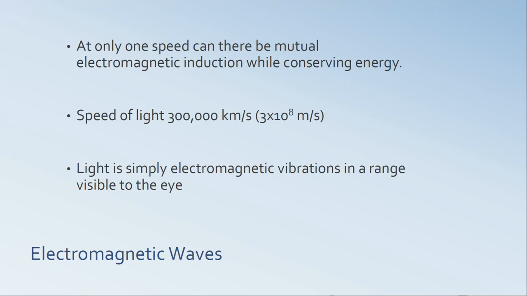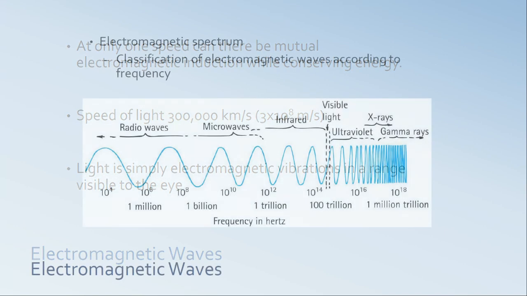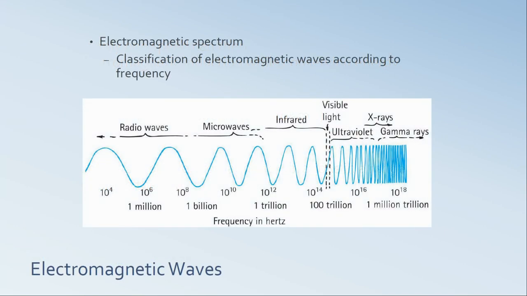And when we talk about light, we're simply talking about those electric magnetic vibrations that are in a range that our eyes can detect. And the electromagnetic vibrations outside of that range still exist. We just can't see them. So if we look at the electromagnetic spectrum, we can see how we can classify these electromagnetic waves according to their frequency, how many times per second they vibrate.